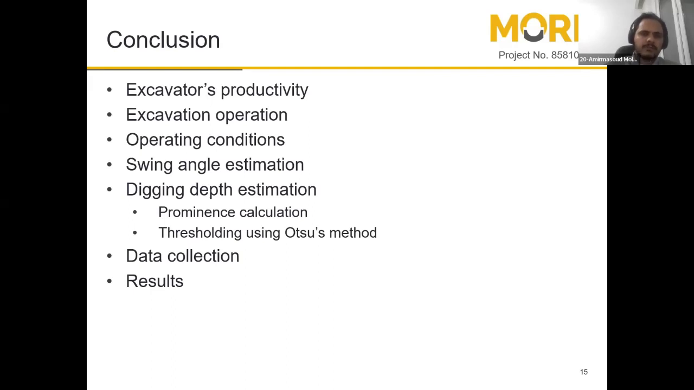operation. We proposed our idea for the swing angle and digging depth estimation by using some ideas: prominence calculation and the thresholding method by using Otsu. And finally, we had the data collection step at our work site, and finally you saw the result.